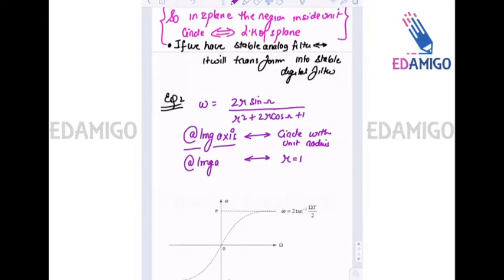So the imaginary axis in the s plane corresponds to r equal to 1, the unit circle in the z plane. Applying the condition of the imaginary axis on equation number 2, we can say that at the imaginary axis, omega will be equal to 2 sine sigma upon 1 plus 2 cos sigma plus 1.